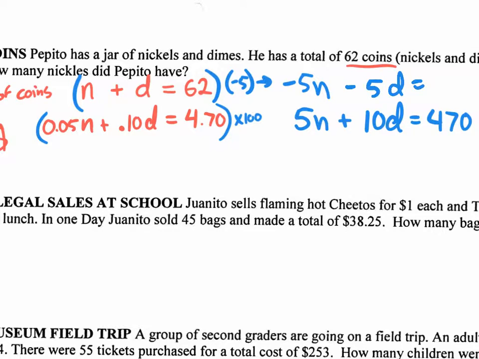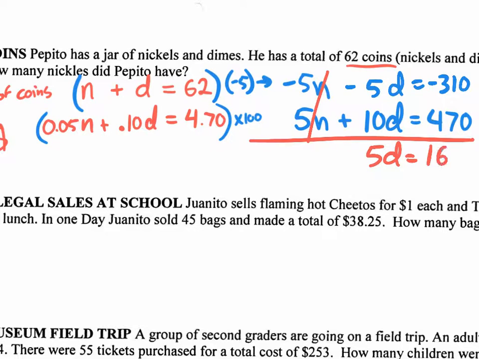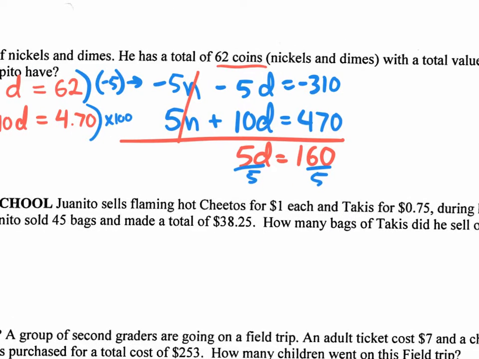And the equal sign, and 62 times negative 5, that's negative 310. You could use a calculator if you want. Now we're able to combine the lines. The N's eliminate. You get a positive 5D equaling 160. So let's divide by 5. Divide by 5. And we'll get 32. So D is 32.